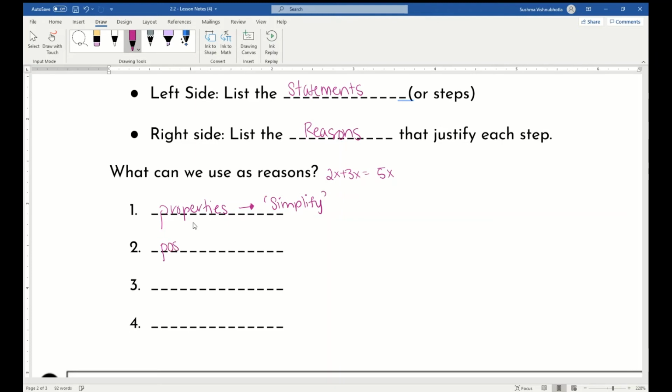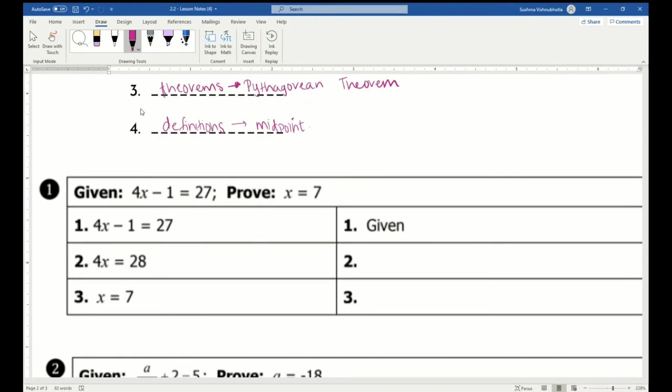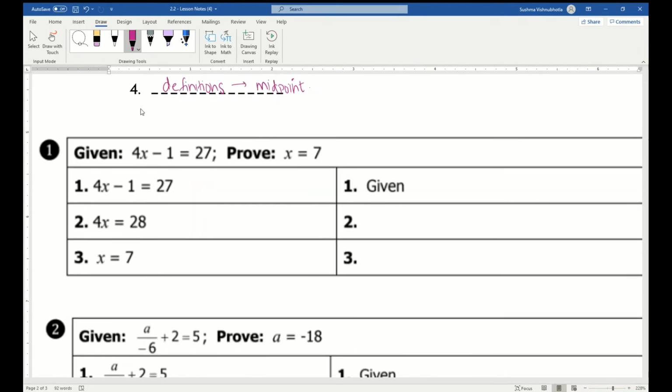We can use postulates. So angle addition, segment addition, and all of the postulates with planes and lines can be used as reasons. Theorems, which the only one we've really talked about is the Pythagorean theorem, but we are going to add to that list. There are some theorems that are coming up going into this next class, but definitions can also be used as reasons.